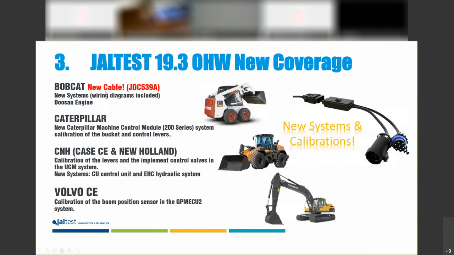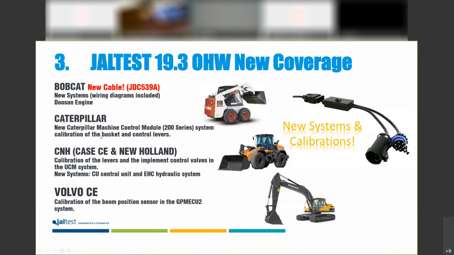Things that we were talking about before, the Bobcat, so the new cable, JDC-539A, that's what you see here. Bobcat has diagnostics on the machine, and it has diagnostics on the engine. Even some engines are mechanical, so it's mainly on the machine side. It's going to have two different connectors, and this is pretty much a switch that will go from one to another. The software tells you how to go about connecting it, how to go through the process, and then how to run the calibration and the adjustments. One of the things that we were working on recently was the joystick calibration. Those are all things that are very relevant. And the big thing here is the Doosan engine that is now available.